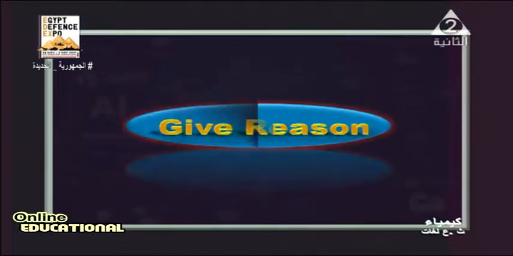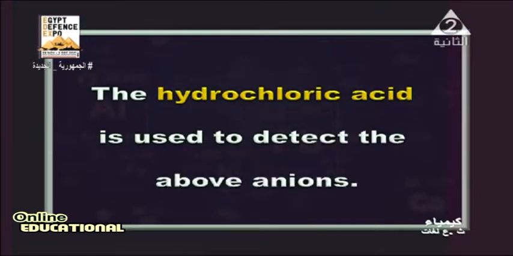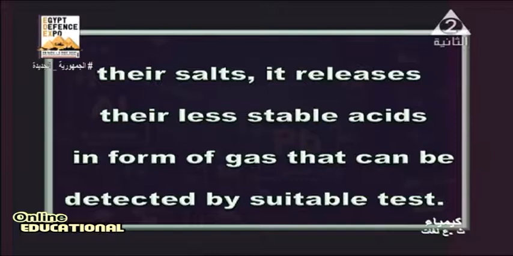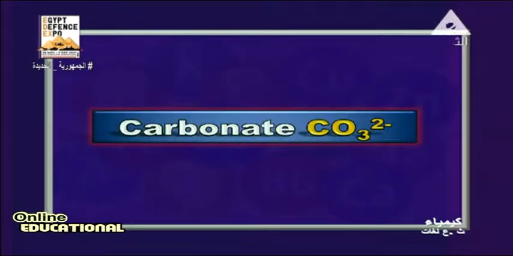The hydrochloric acid is used to detect the above anions. As I told you, this is because hydrochloric acid is more stable than the acids of these anions. So when it reacts with their salts, the reaction releases their less stable acid in the form of gas that can be detected by a suitable test. The first radical we are going to discuss is the carbonate anion.